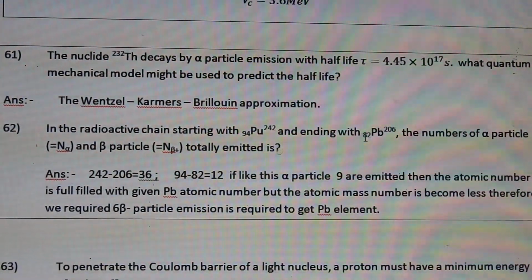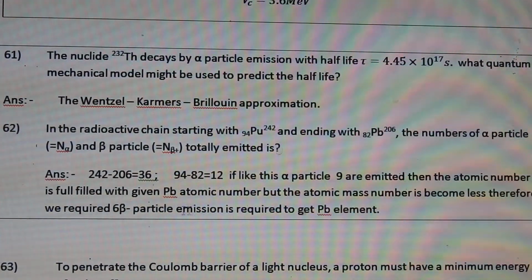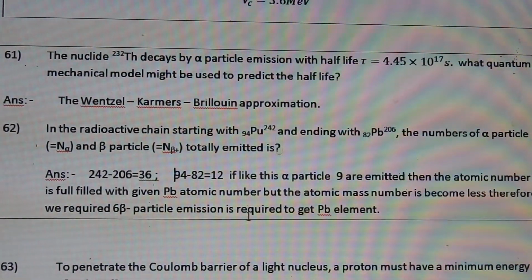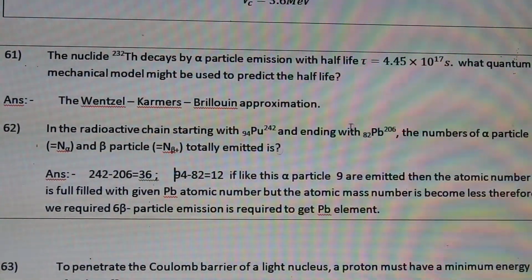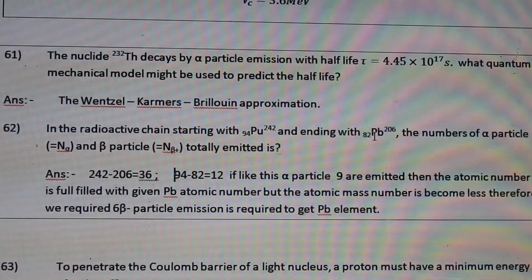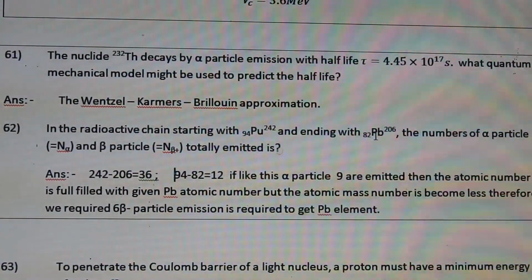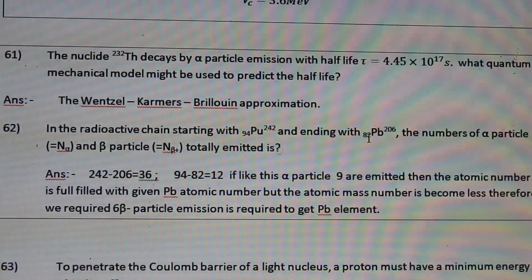So 12 is what we are getting if you remove from this, but here 9 twos are 18. So 18 minus 12, if you do it, you get 6 beta particles emission required to get the Pb element. Like that it is coming. So 9 alpha particles and 6 beta particles are required to become lead from plutonium.